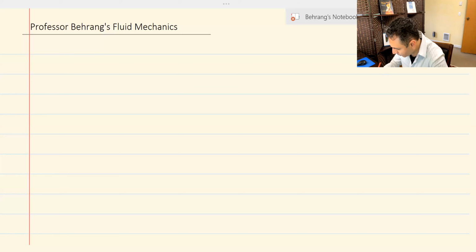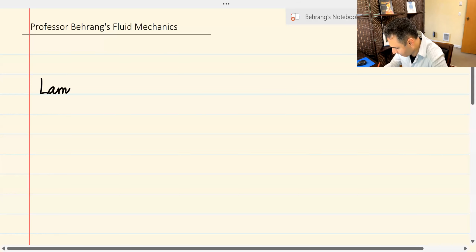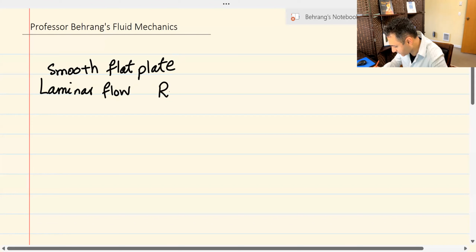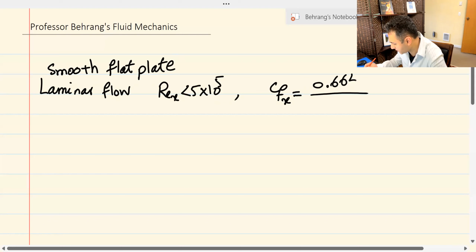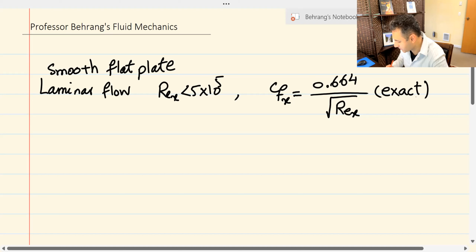So for laminar flow, smooth, flat plate, when Reynolds x is less than 5 times 10 to the 5th, the equation for local friction coefficient is 0.664 over the square root of Reynolds x. I'm going to tell you something about this equation. This equation, in fact, is exact because for laminar flow, there is an exact solution. It's exact and accurate at the same time. So this is the exact solution.